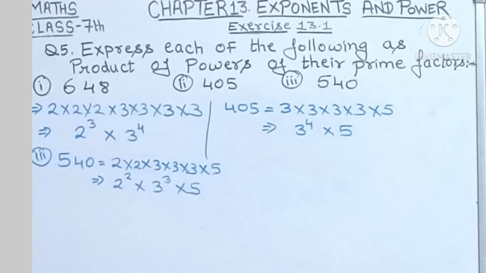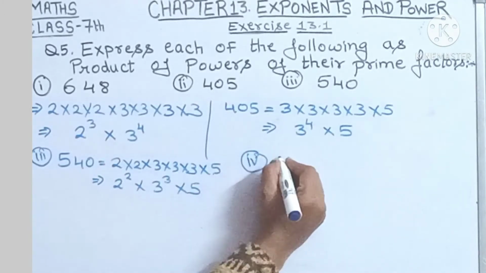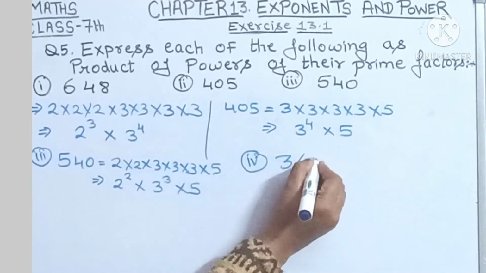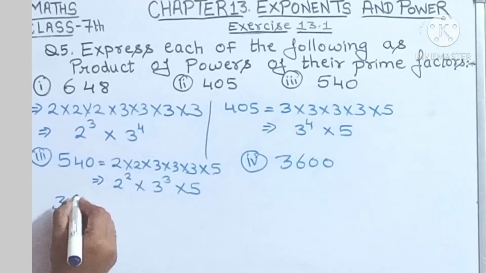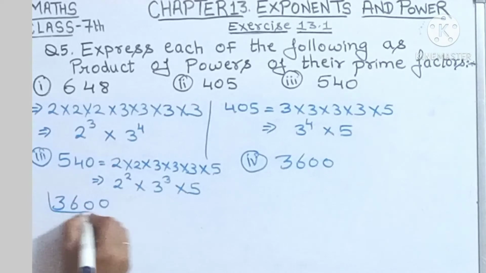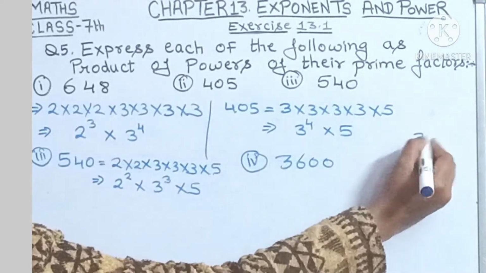The fourth one is 3600. Fourth part of the question, 3600. So let us find the prime factorization of 3600.